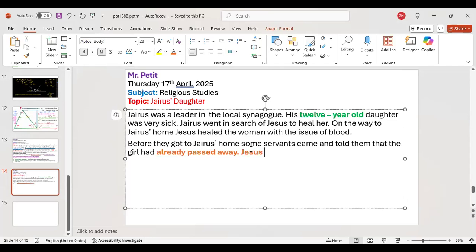Jesus then took Jairus and three of his trusted disciples. Who were they? Peter, James, and John. Peter, James, and John.